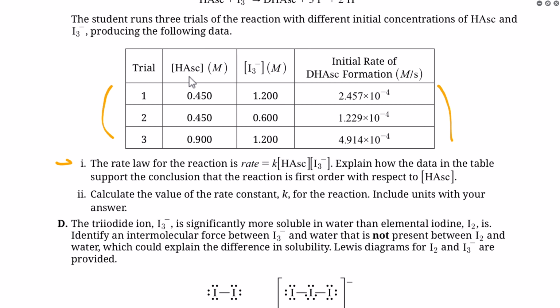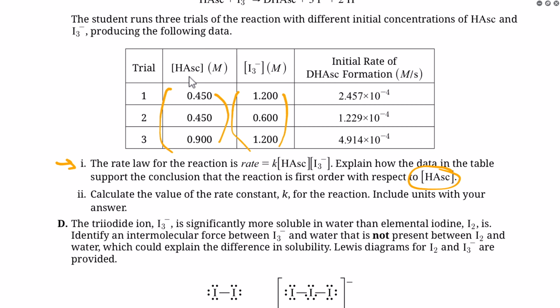It says here for number 1 that the rate law for the reaction appears to be first order for both of them. It says explain how the data in the table supports the conclusion that the reaction is first order with respect to HASC. So we're only doing one of these. So that's quite nice. Remember that when we do this, we need to find 2 reactions. One where HASC changes, but the other one does not. So we're going to be looking at experiments 1 and 3 here because I3- does not change, but HASC does.